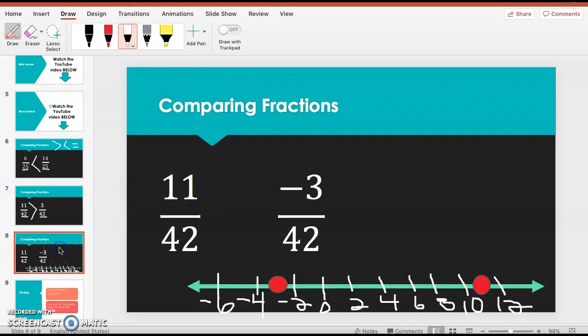Now, let's say you have something like this, a negative number, okay? You've got 11 over 42 and negative 3 over 42. Well, 42 is the same, okay? So we're only comparing the top numbers.